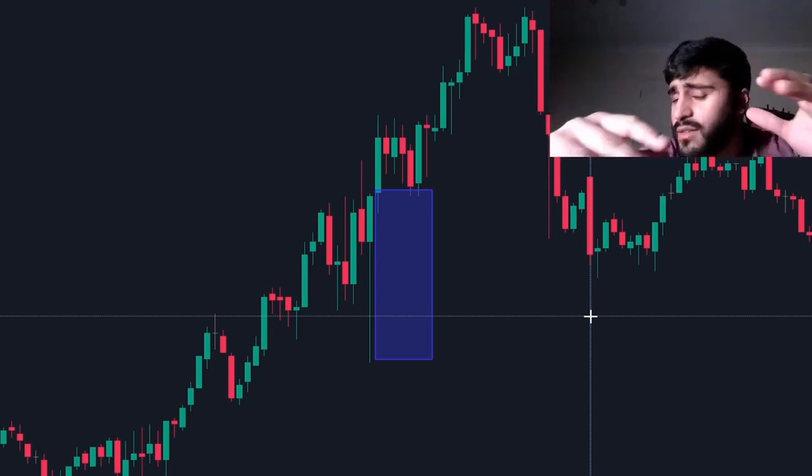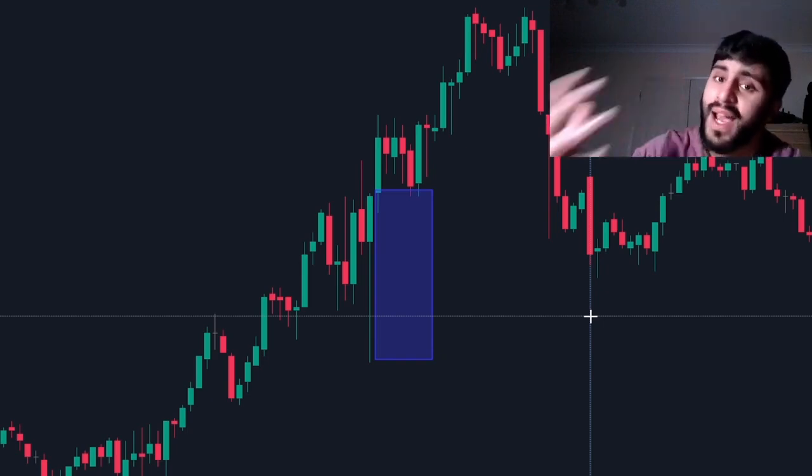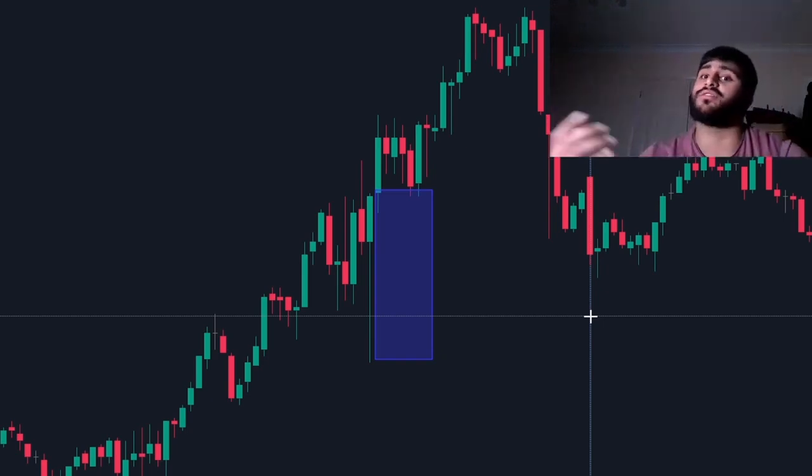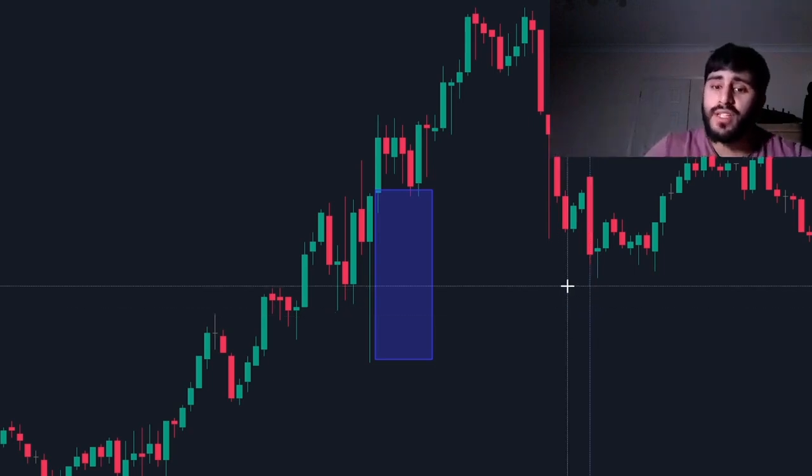What it comes down to is understanding the interaction between buyers and sellers and understanding who is aggressive and who is passive. Not how many buyers and sellers there are, not the next fancy liquidity sweep. And this is something we're going to be going over in a lot of detail.